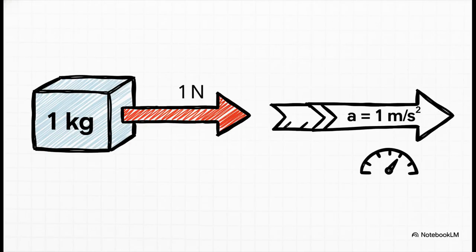And here it is, the official definition. The unit of force is called the Newton, which we write with a capital N. And 1 Newton is defined as the force needed to make a 1 kilogram mass accelerate at 1 meter per second squared. See how it's just a combination of our base units, kilogram, meter, and second? It's not magic, it's just mechanics.